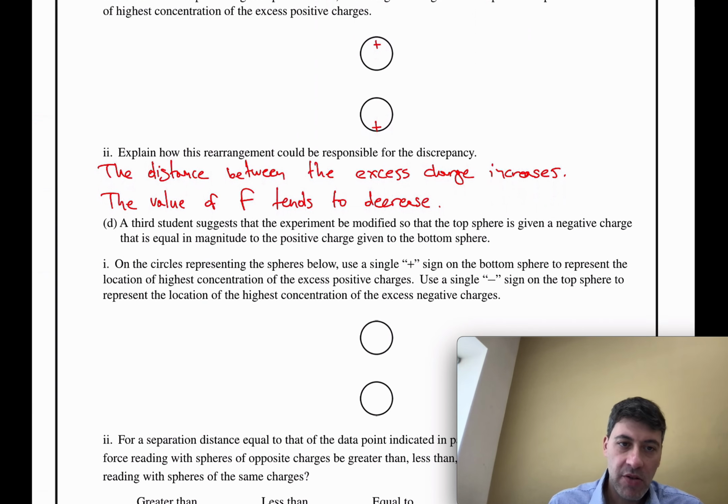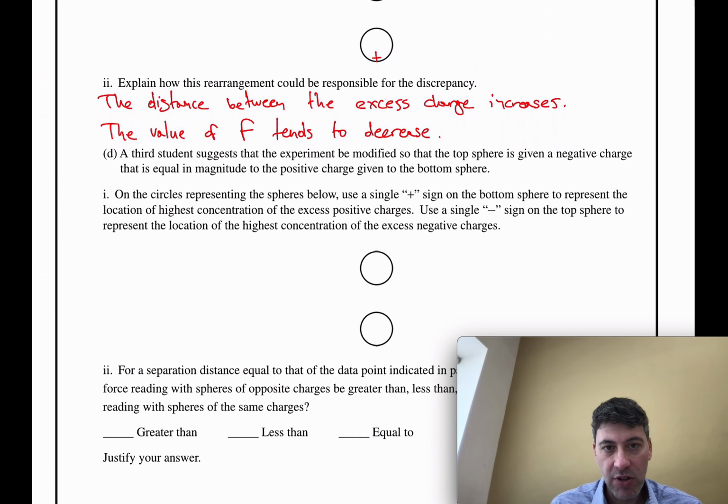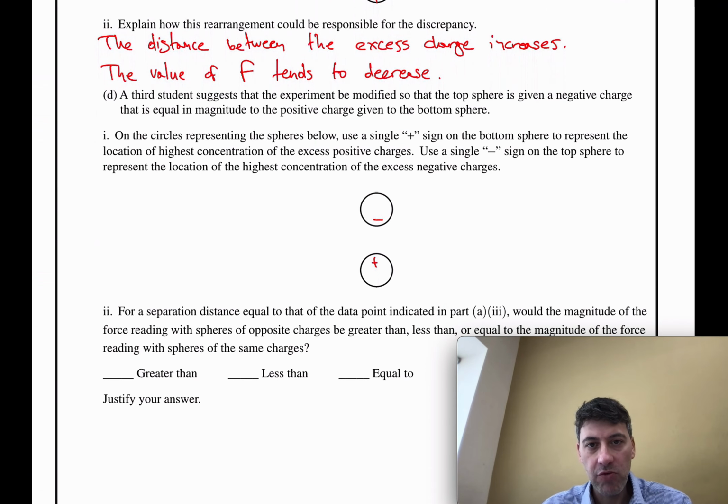And a third student now suggests that the experiment can be modified, so the top sphere is given a negative charge that is equal in magnitude to the positive charge. On the circles, we need to represent a single plus and a single minus. Again we have plus on the bottom sphere, minus on the top sphere, but for the same reason, since the two kinds of charges are attracting, there will be a little bit more on the top and a little bit less on the bottom. So it will show somehow like this.